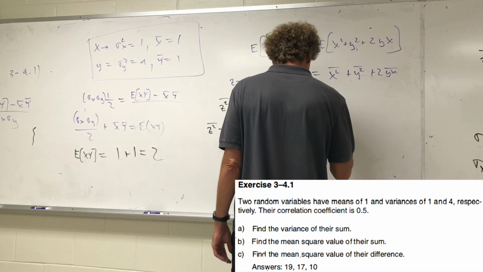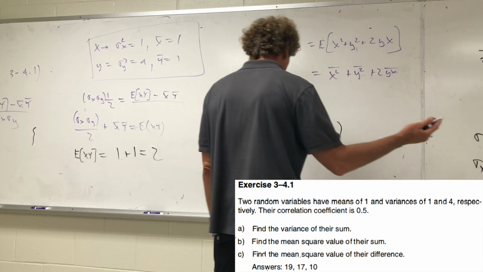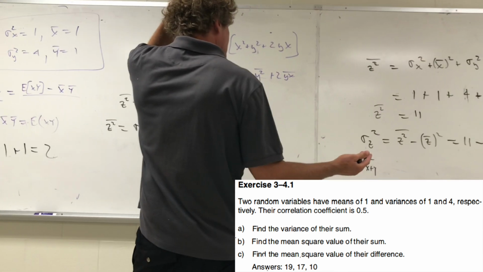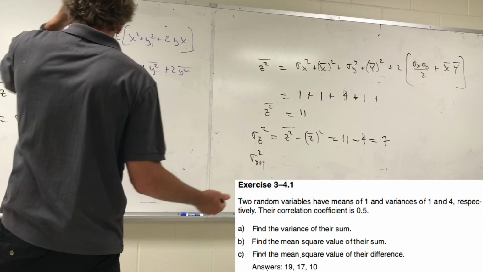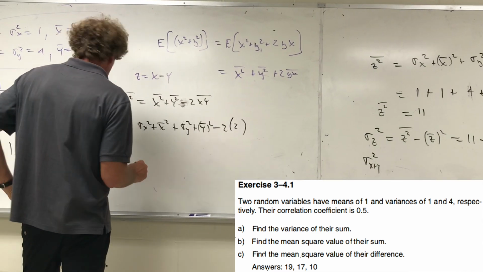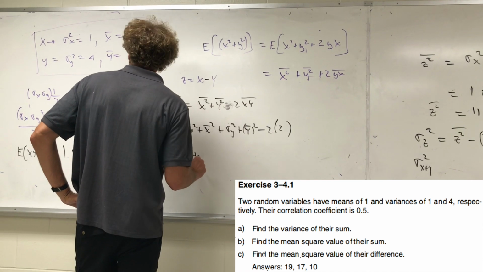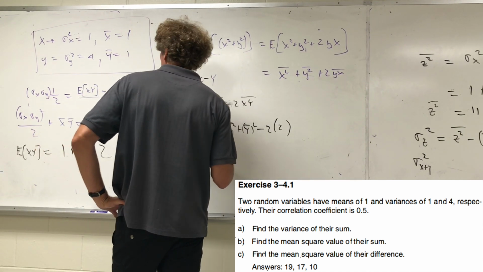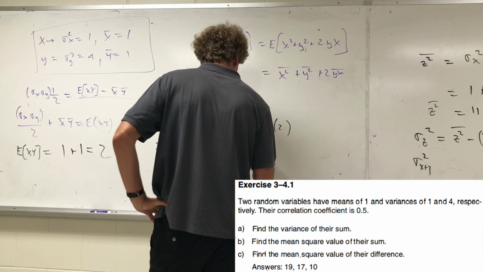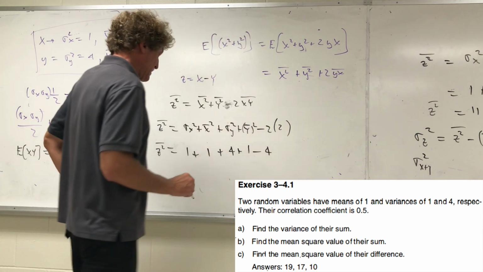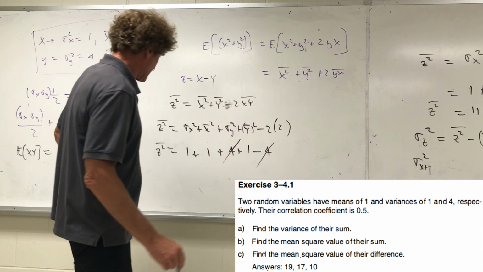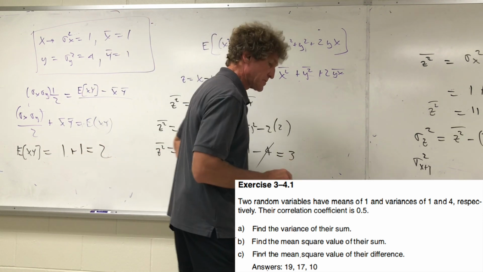Over here for this one, this is 2, so instead of plus 4, how did I get minus 4? Oh, sigma z, never mind. That's 11. All right, let's see what it is. So for z squared bar, sigma x squared is 1, x bar is 1, sigma y squared is 4, plus y bar squared is 1, minus 4. And if I look at this correctly, unless there's something wrong, the 4's cancel, right? And I get 3 for the mean squared value of their difference.